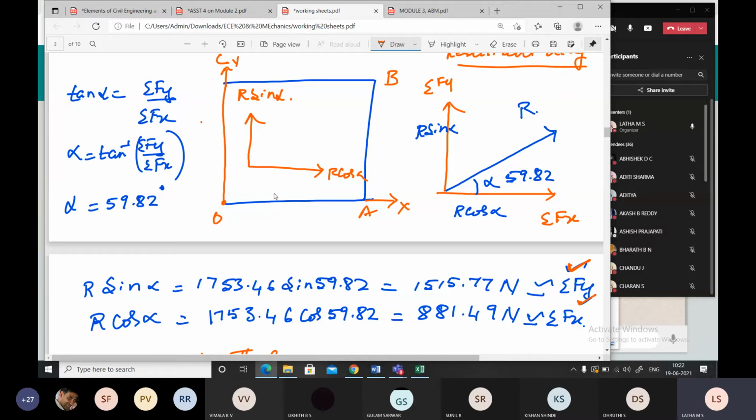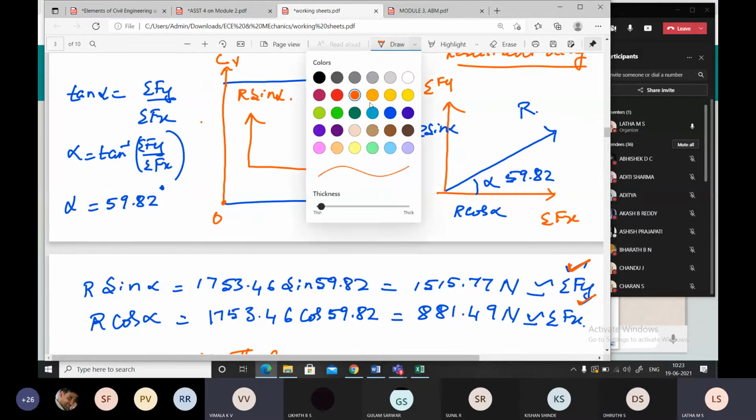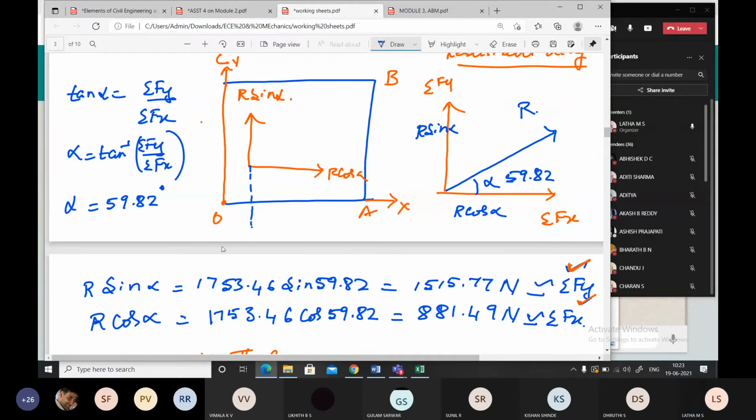Now they have asked us to calculate at what distance the resultant will cut the x and y axis. Which one will cut the x axis, students? R cos alpha or R sin alpha? See, to cut the x axis means it should meet. R sin alpha will meet the x axis. If I extend this line, it will cut the x axis. Correct, students?